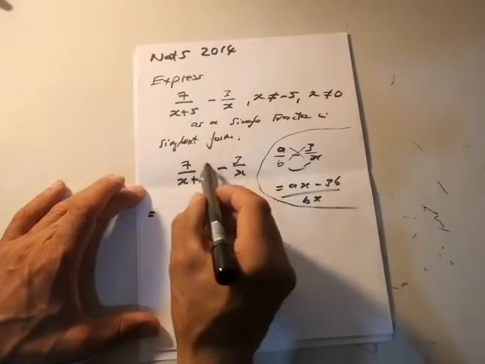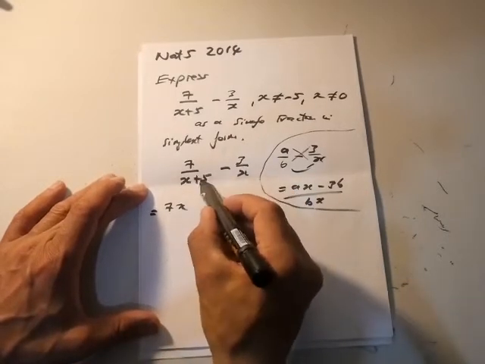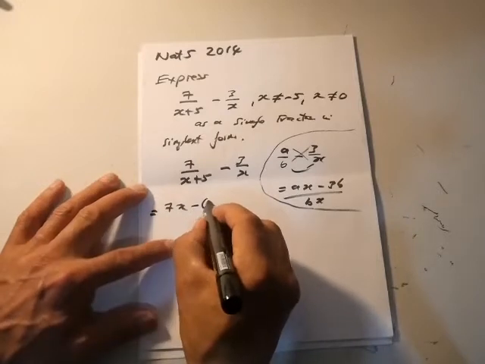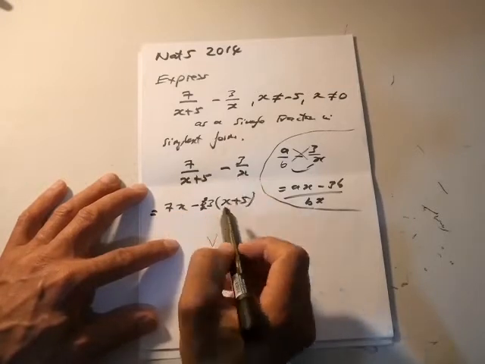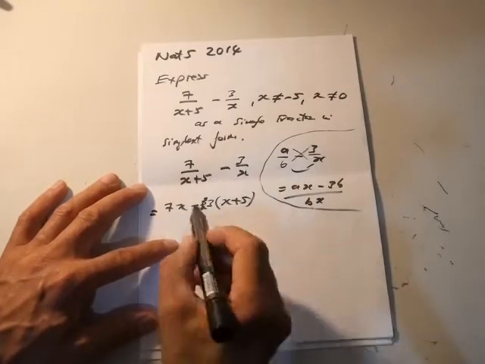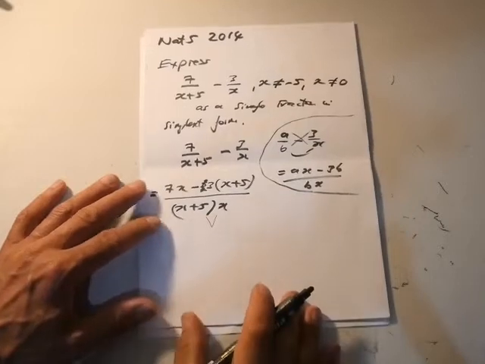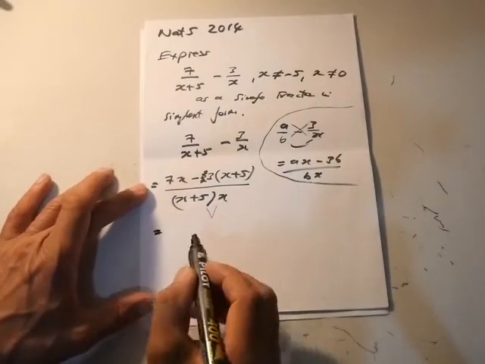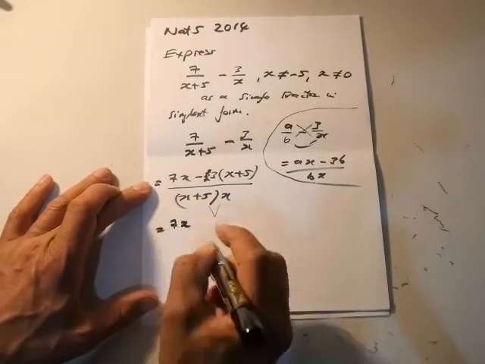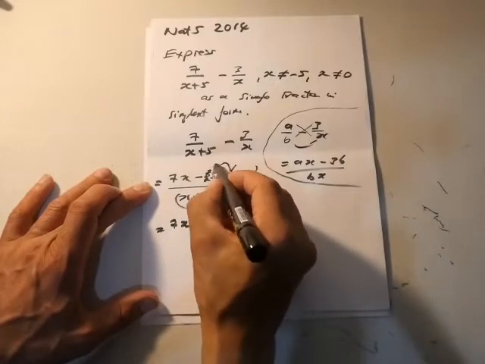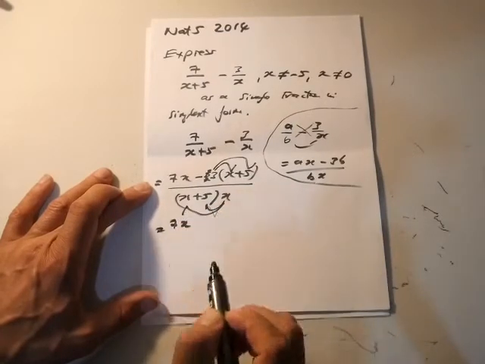So this becomes, so that's separate, okay? So that's 7 times x, then x plus 5 times 3, so it's minus 3 times x plus 5, okay? So 7 times x, then minus 3 times x plus 5 in brackets, divided by x times x plus 5, okay? So it's that times that. And then you expand everything. So you get 7x, and then you multiply the bracket out like that, okay? And you do the same underneath, that times that, and that times that, okay?